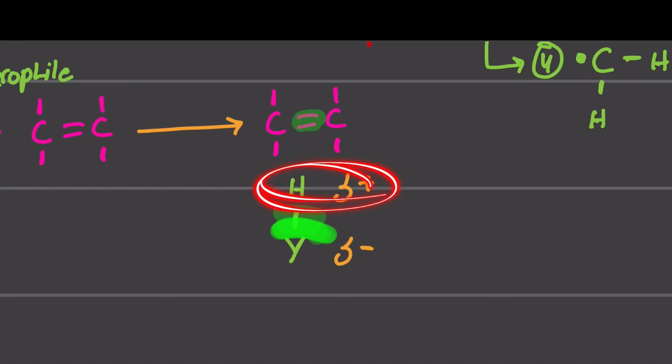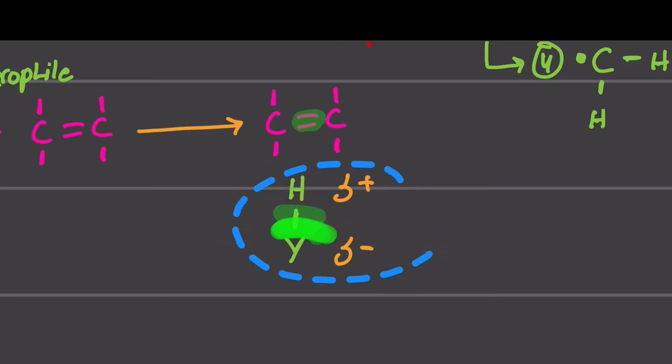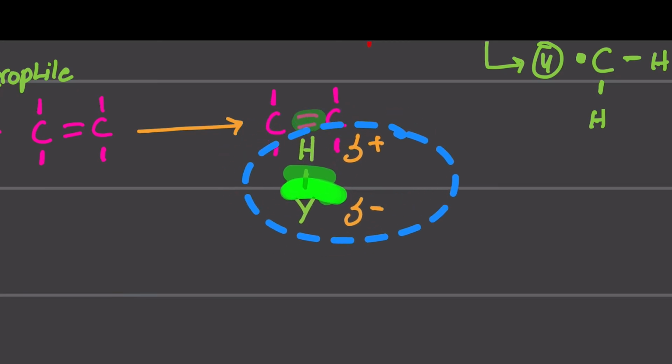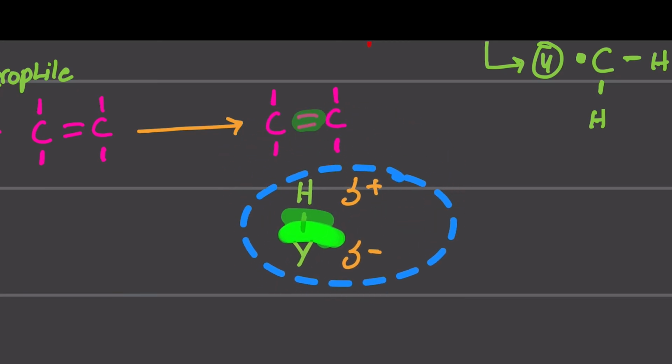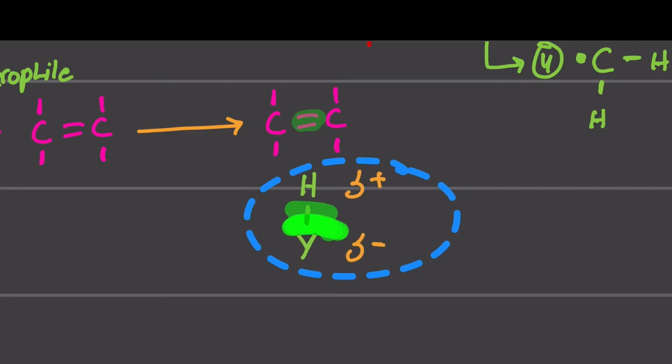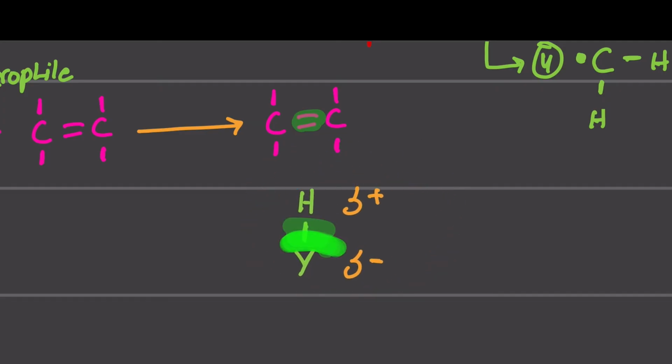Guys, this sigma positive end is going to be attracted to the electron cloud. So it goes over here, it decides, I want to form a bond with you, and the carbon is like, all right, chill, easy, let's create a bond. And over here there is a bonding that occurs.